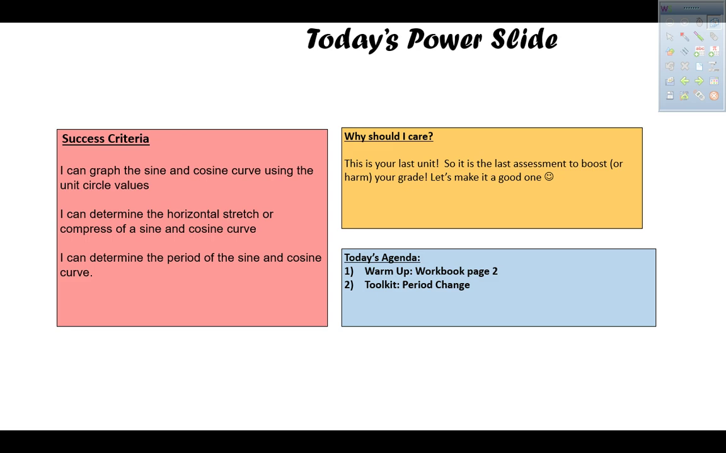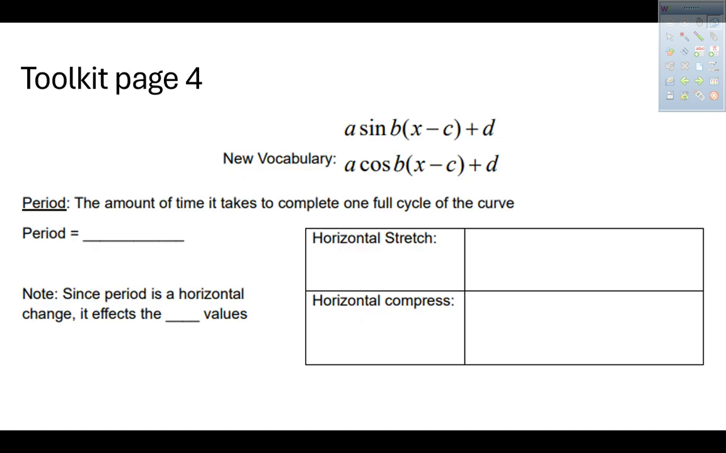So we'll do the examples in the toolkit today. I think we'll get back to the workbook or we might not. So just leave it out just in case. And go to toolkit page 4. We're looking at that same general function. A sine, B, x minus c plus d, right? And cosine. Each letter does something different and each day we'll talk about a different letter.